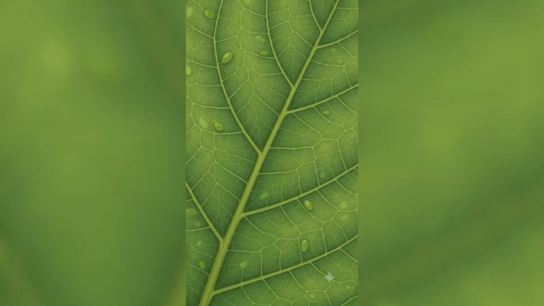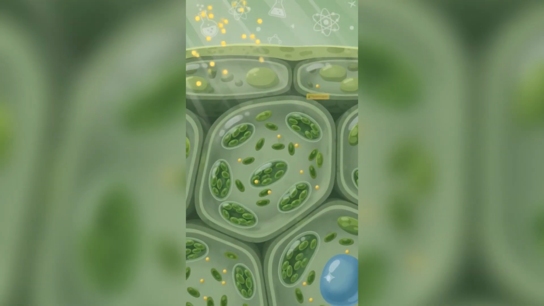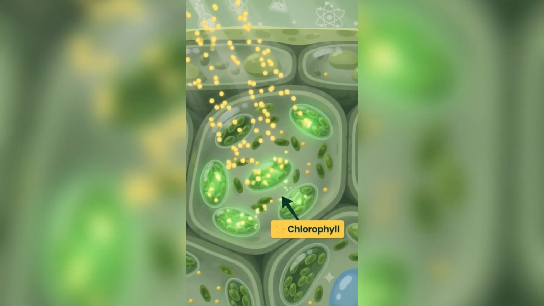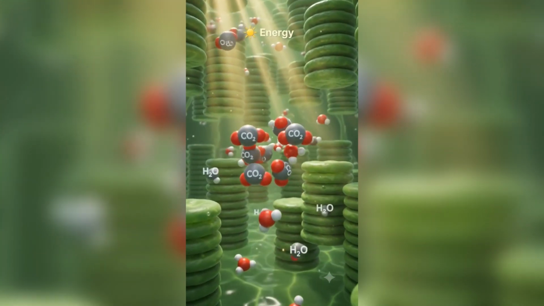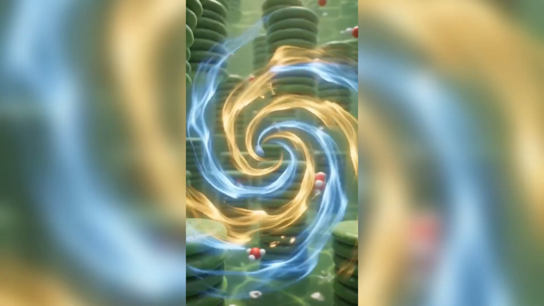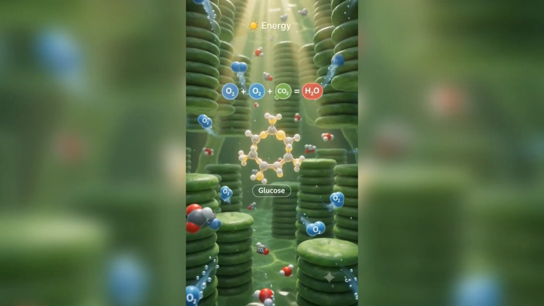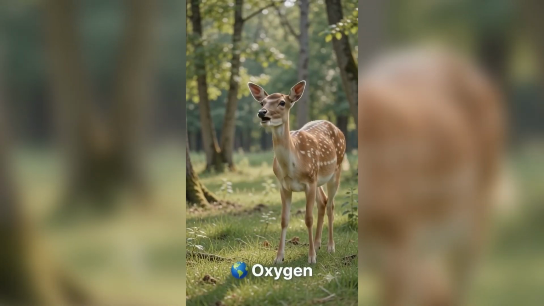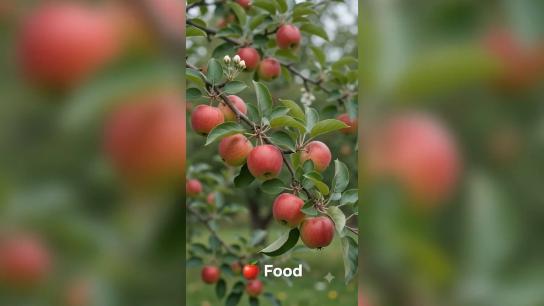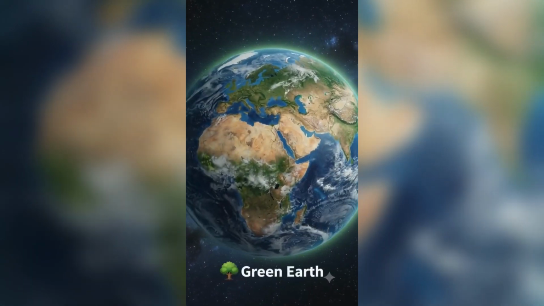Inside the leaf are chloroplasts containing chlorophyll, the green pigment that traps sunlight. Chlorophyll provides the energy needed to begin photosynthesis. Using sunlight, chlorophyll combines carbon dioxide and water to produce glucose, which is the plant's food, and oxygen, which is released into the atmosphere. Photosynthesis provides food for plants, releases oxygen for all living organisms, and helps maintain the balance of carbon dioxide in our environment.